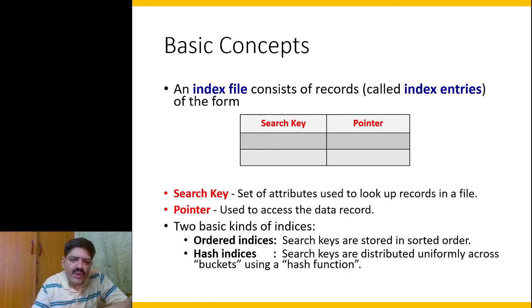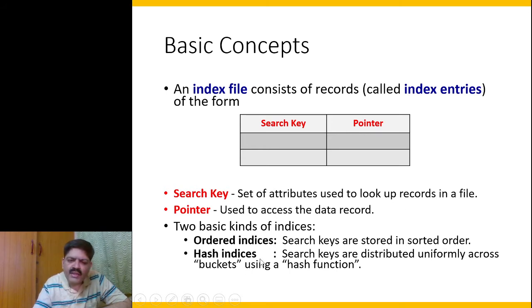Okay, so quickly let's brush through some basic concepts. We have an index file which consists of records called index entries. So these are index entries, and there are two parts. One is the search key and the other is the pointer. Now, search key is a set of attributes that are used to look up the records in a file. The pointer is used to access the data record. I'll show you an example, and this thing should be pretty clear there.